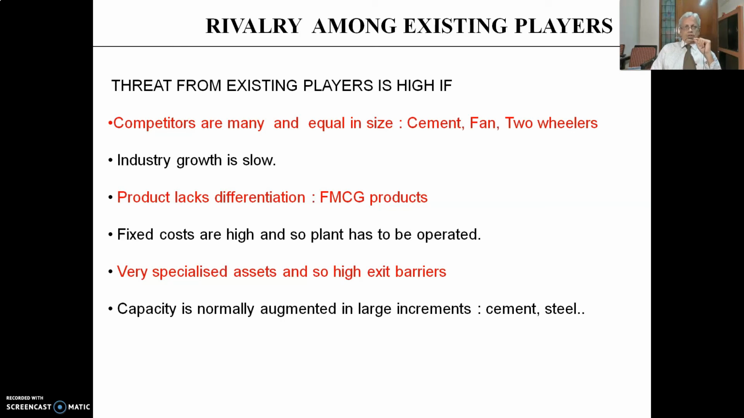So we have seen threats from different segments, and we have to really assess each threat and whether we'll be able to mitigate it. In certain areas, we may not be able to avoid the threat. You have to live with the threat. So accordingly, you have to evolve strategies to ensure that the threats are under control.